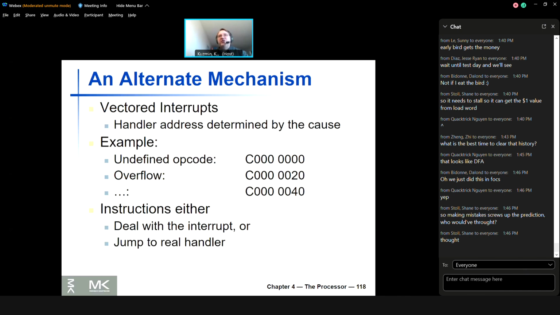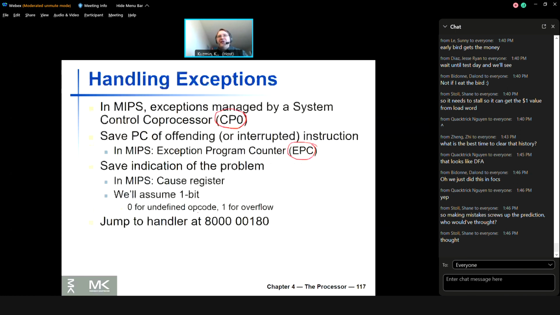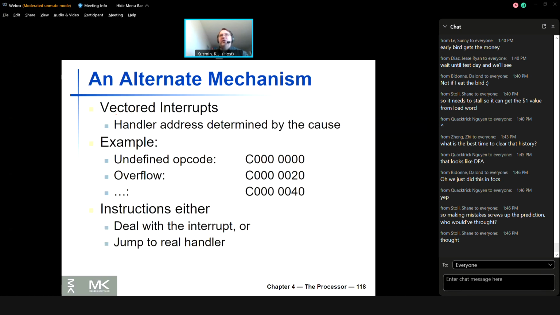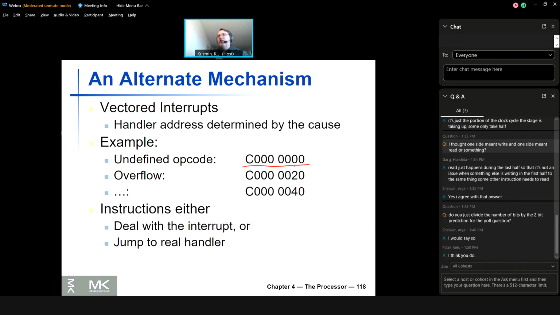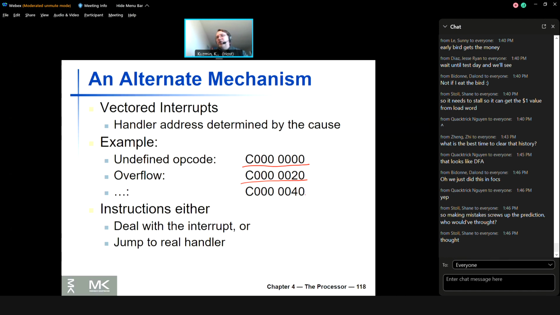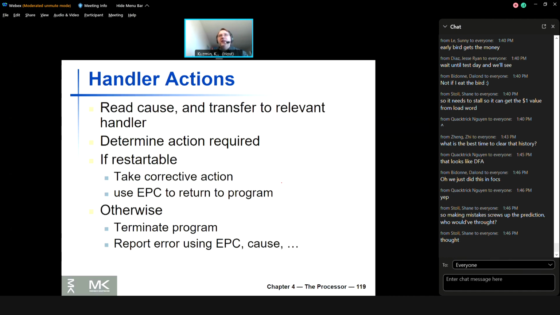There are different ways to organize exception handling using either a master exception handler, like in this example, or by having vectored interrupts, so by having a separate handler for each of the exceptions. For example, for the incorrect opcode, the handler would be at this address in instruction memory. For overflow, it would be here. And of course, this is called a vector table because it's like a table of addresses that point to program locations. And so among the actions, we could restart or we could terminate the program. So it depends.